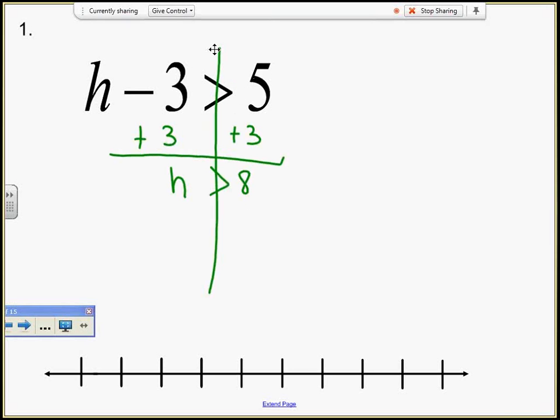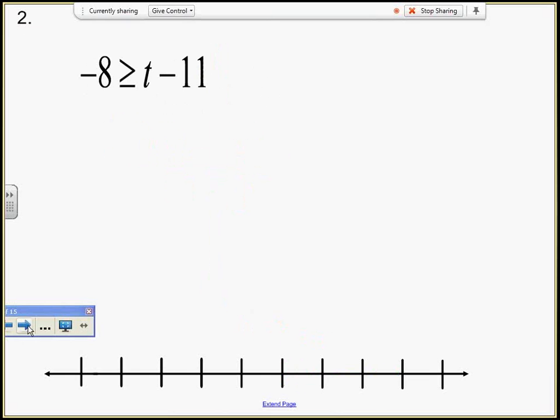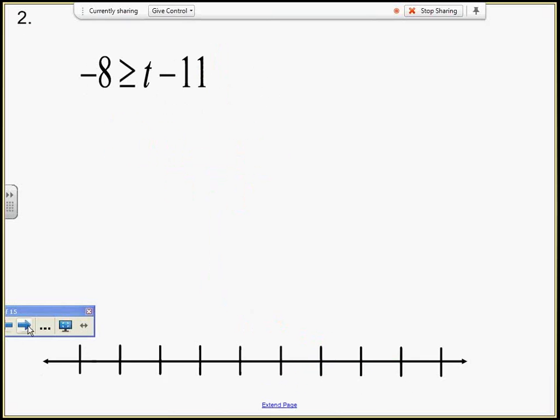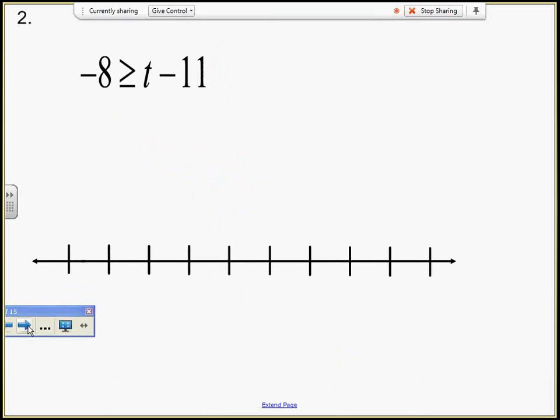So let's go ahead and graph that. So I'll say this is 8, 9. Okay, let's say that's my number line. And h is greater than 8. So that's going to be an open circle. And I want all the values, 9, 10, 11, 12, etc., that are bigger than 8. And there you go. Okay, let me just move this guy up. There we go.